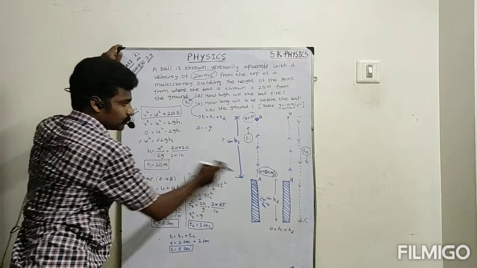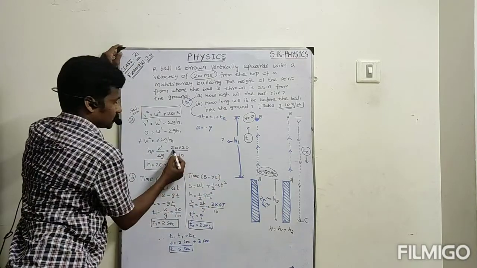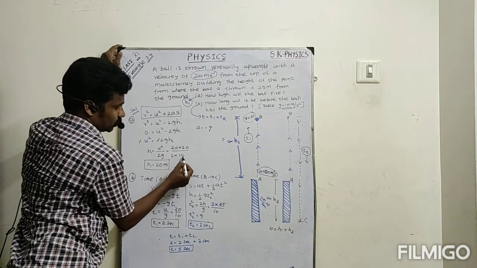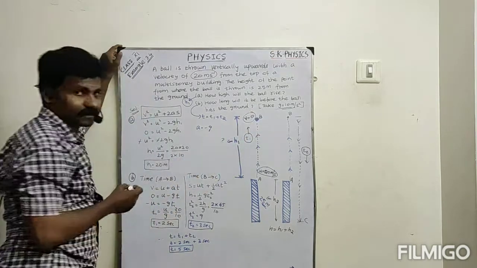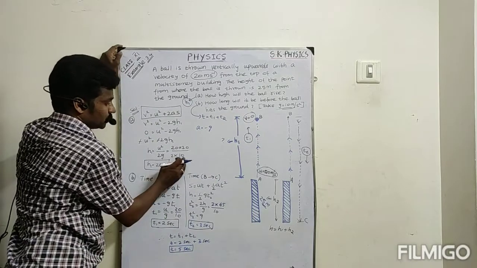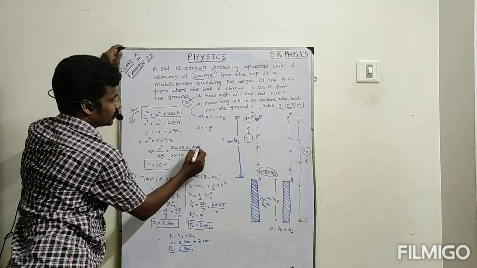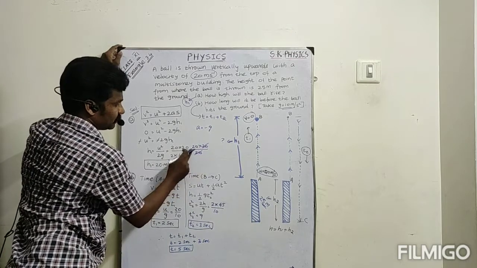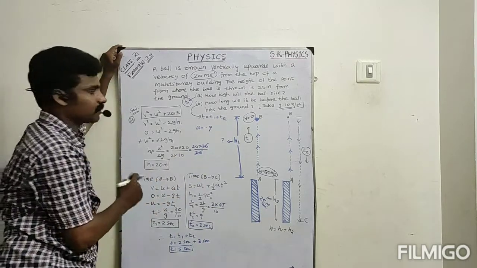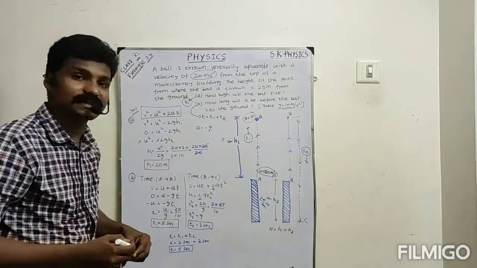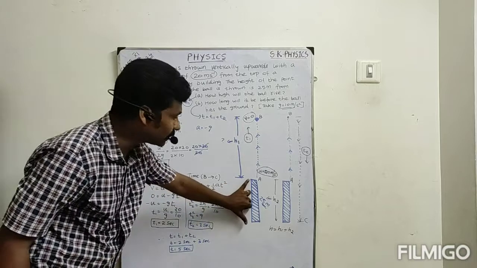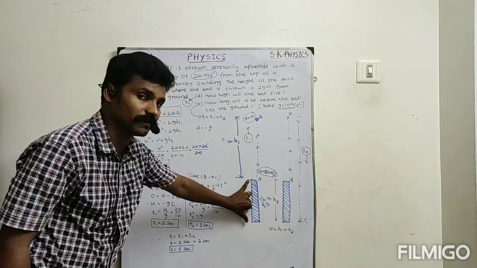What about the u value? Initial velocity is 20. So 20 squared, 20 into 20, divided by 2 into g. G value is 10 meter per second squared. So 2 into 10 is 20. So I can write 20 into 20 divided by 20. 20, 20 cancel. The remaining is 20 meter. So how much height is reached? 20 meter is reached. So already you know the height of the building is 25 meter.